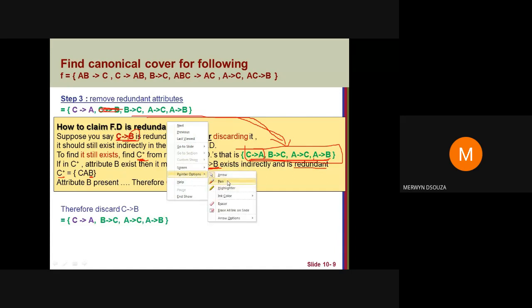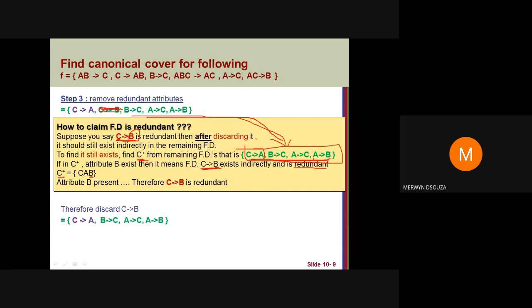So we can discard this from this set of functional dependencies. I'm discarding this C determines B. After discarding, I write all the remaining FDs. So I get C determines A, B determines C, A determines C, and A determines B. Now check the next functional dependency. Like that you need to check for all the functional dependencies. Take the next one, that is to check whether B determines C is redundant.